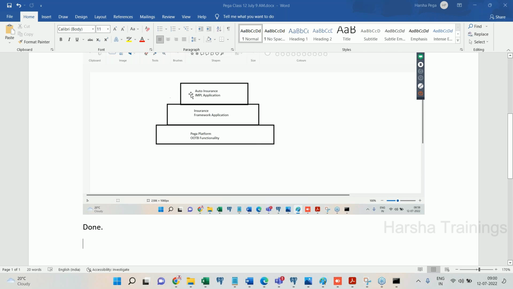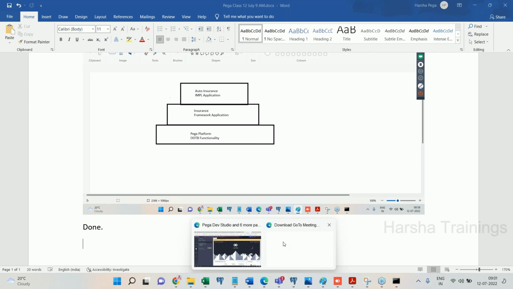See, this hierarchy can have any number of levels, like framework 1, framework 2, framework 3, framework 4, and on top of it the implementation. Like that you can proceed. Your application can have n number of frameworks. It is not mandatory that it should have only 1 or 2 frameworks.